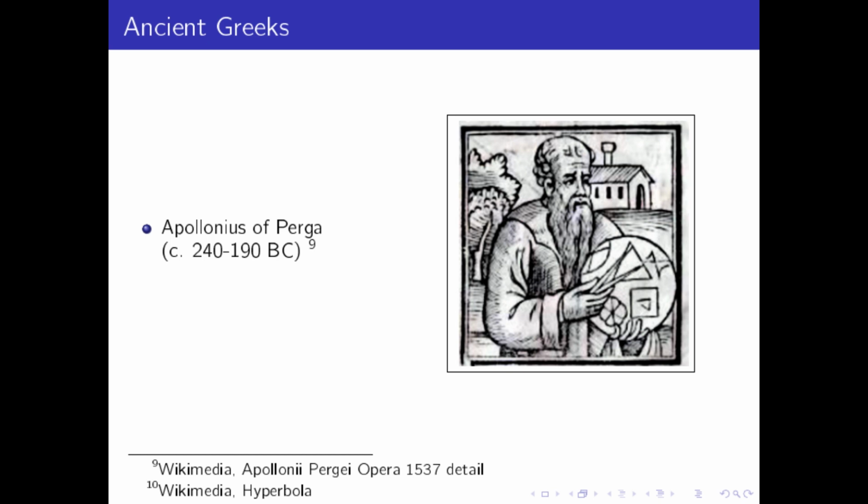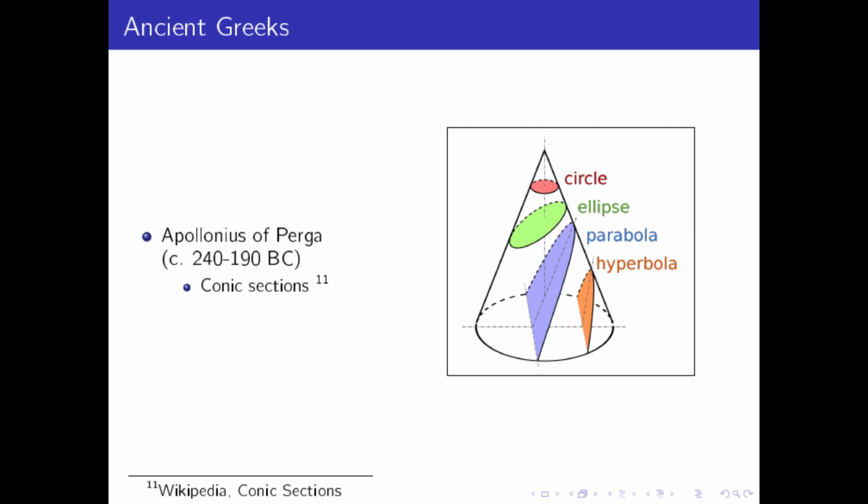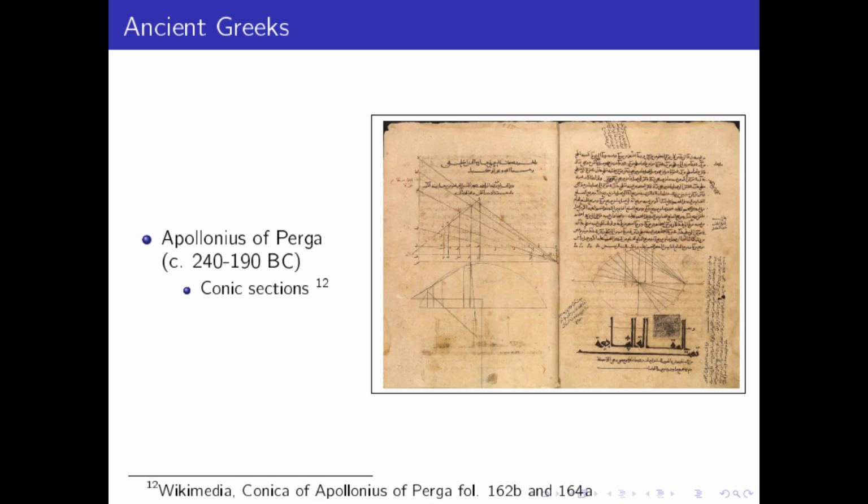Apollonius of Perga wrote Conics on conic sections. He defined ellipse, parabola, and hyperbola that we still use today as it is, and he gave more than 300 propositions. Here we see pages from the 9th century Arabic translation of Conics.